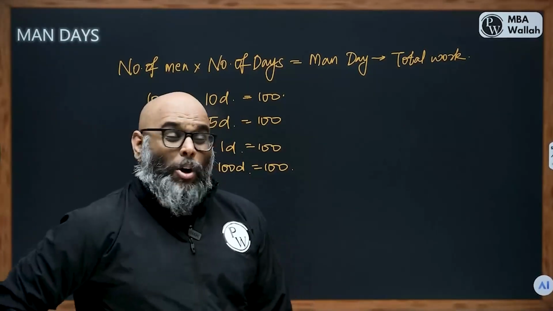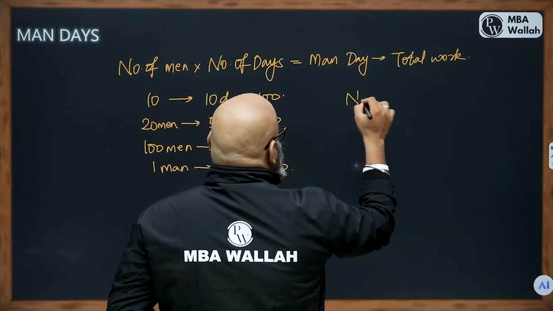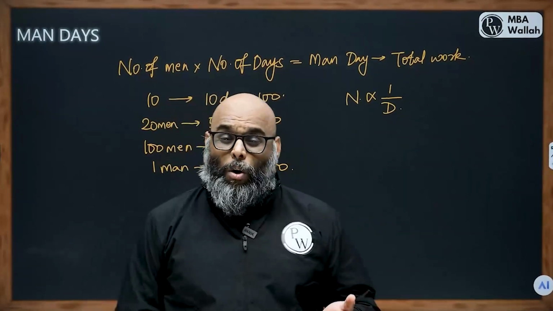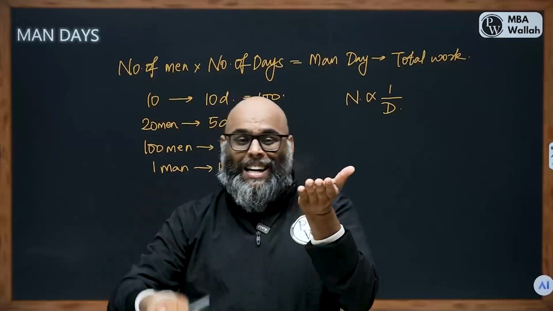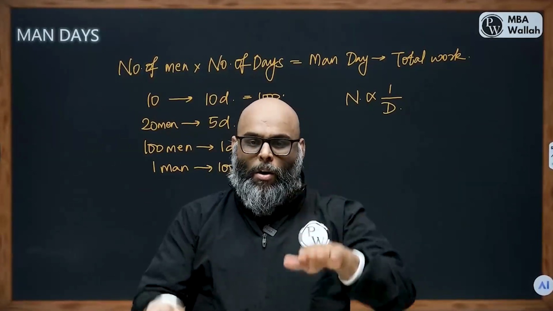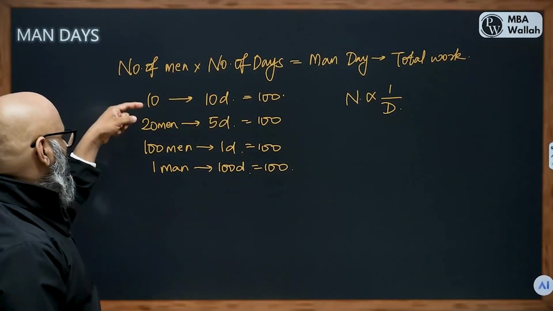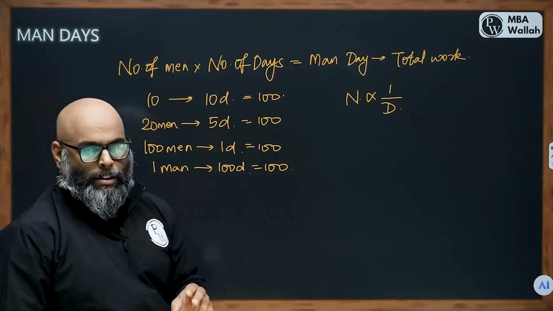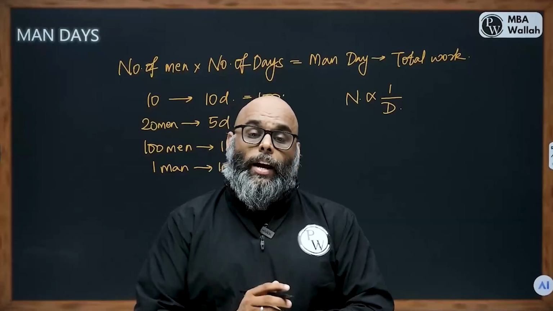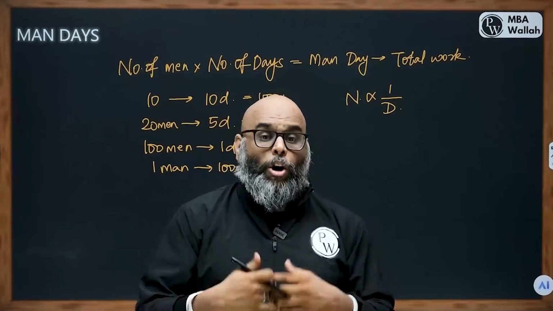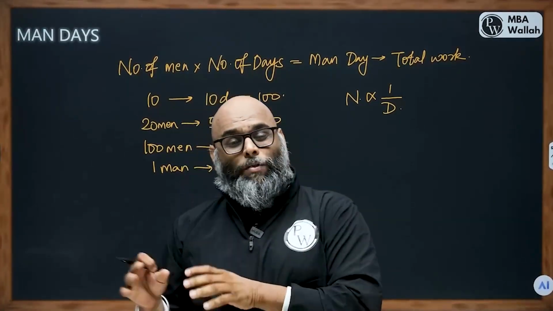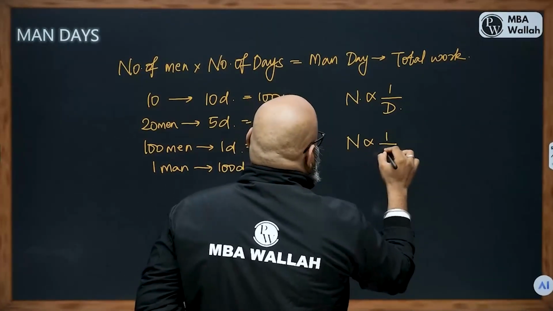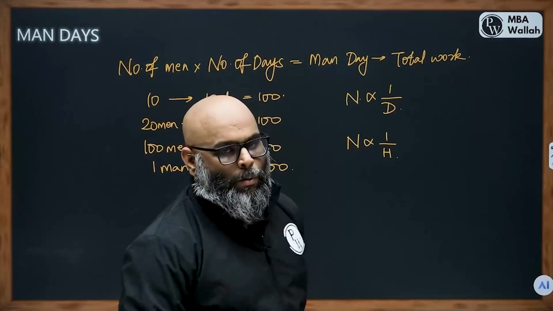Nothing fancy, because we know that number of men is inversely proportional to the number of days taken. What do we mean here? More the men, lesser the days, or lesser the men, more the days. We can notice it. As I keep increasing, the days get decreasing. I decrease, it increases, right? The same we can say for hours. If I have more people working, I can make them work for lesser hours, or I say that number of men is inversely proportional to number of hours worked.